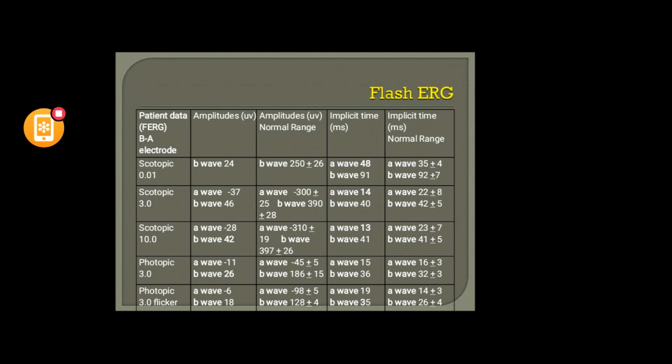based on that electrode. You should not compare your data from a gold cup electrode with the Burian-Allen electrode. So you must have your own normative data according to the age and the constant electrode that you have already used before.